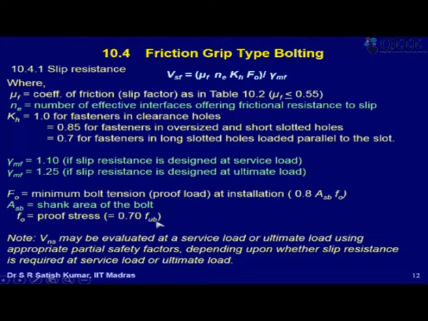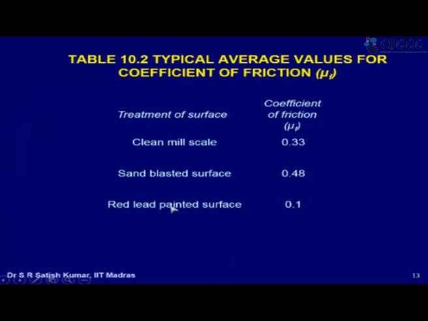Which is the first number into 100 in MPa. So if it is a 10.9 grade bolt, 10 into 100 is 1000. That is my FUB, the bolt's ultimate strength. 0.7 of that will be 700 MPa, and that is my small f naught. And f naught into 0.8 of the area of the shank will give me the capital F naught. That is what I am going to use here in the calculation. So that is about this.